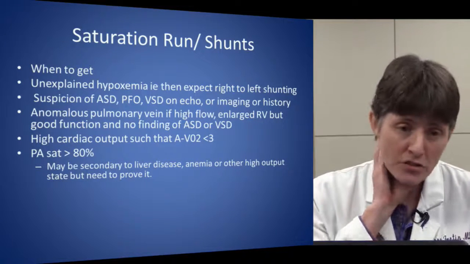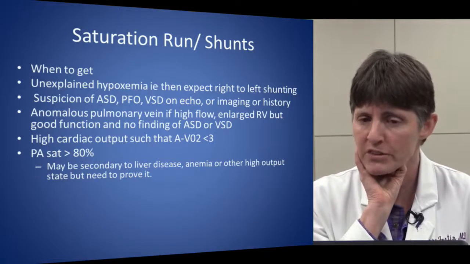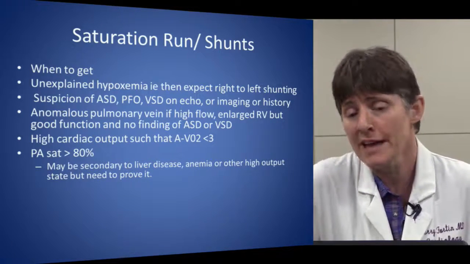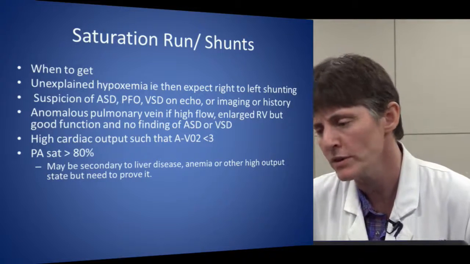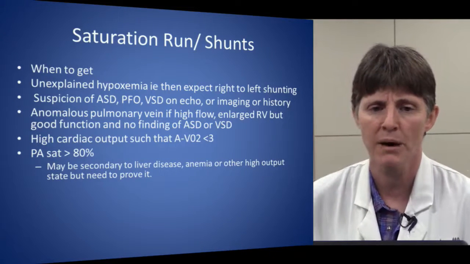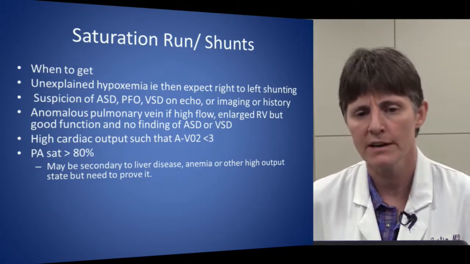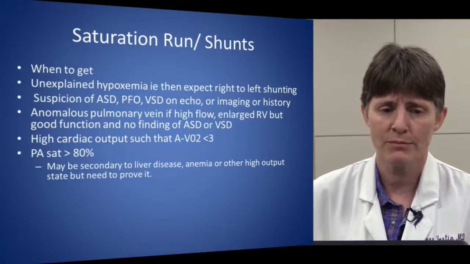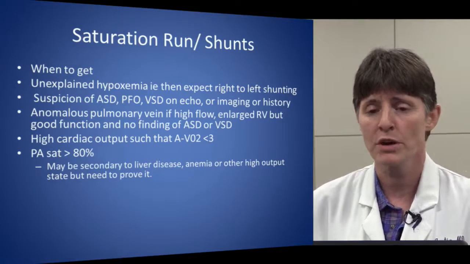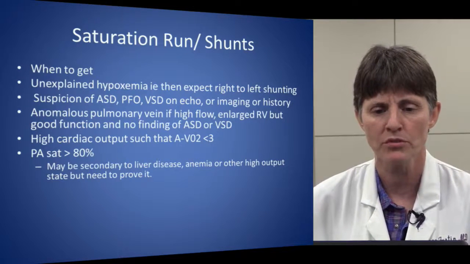When do we get a shunt run or a sat run? Sometimes if we have somebody who's hypoxemic and we don't know why. So they look like they have normal lungs, we're getting sats that are low, maybe we did an echo and there's a bubble study that's questionably positive. So we have some suspicion that there's an ASD or a PFO, or there's something on imaging that suggests that. Sometimes we have anomalous pulmonary veins. Those are harder to see and you're not going to necessarily see a positive bubble study.